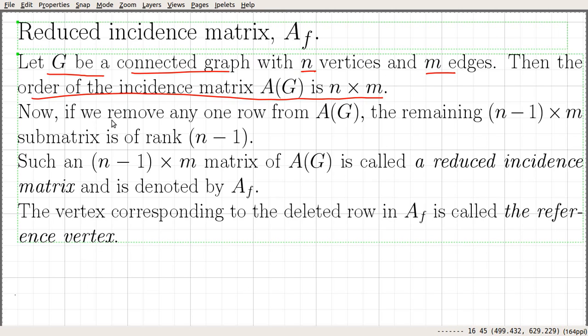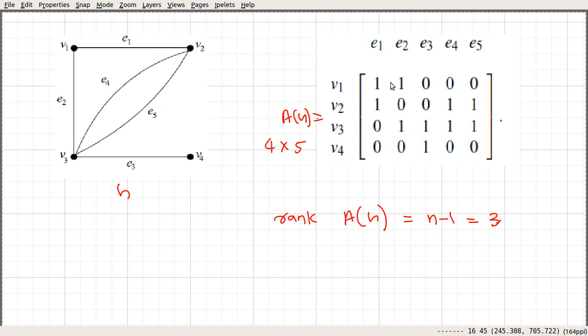Okay, so if we remove any one row from A_G, the incident matrix of this graph G, the remaining n minus 1 by m submatrix is of rank n minus 1, since we are dealing with a connected graph. In the previous video we proved the result that if G is a connected graph with n vertices, then the rank of the incident matrix is n minus 1. So that says if you remove one row, we get a submatrix of order n minus 1 by m, and the rank of that matrix is n minus 1. We can very easily verify that from this particular matrix also.